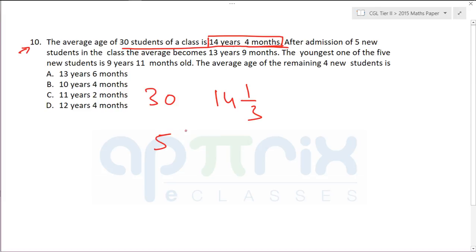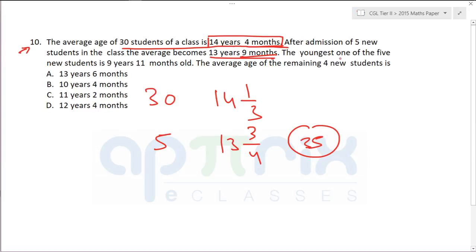And then it says 5 new students are entering, so the average becomes 13 years, 9 months. So I'll write 13, and 9 months is 3/4 of a year, a quarter. You just understand what a quarter is, right? So 9 months is 3/4. When the 5 enter, this becomes the total average of all the 35 people.